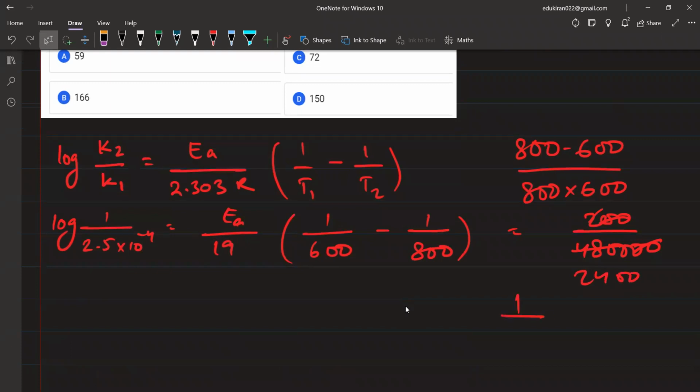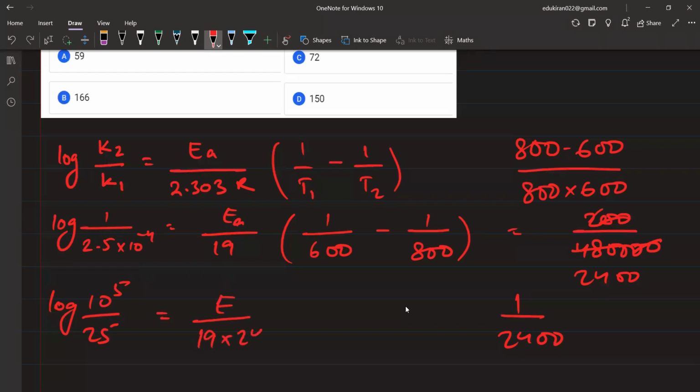2400. So this will be 1 upon 2400. सही है? Log देख लेते हैं जरा. So you have log, this will be, इसको इतना लिख सकते हैं, 10 to the power 5 upon 25 लिख सकते हैं. 10 to the power -5, -5 ऊपर जाएगा, 10 to the power +5 हो जाएगा. Correct? EA upon 19 into 2400.